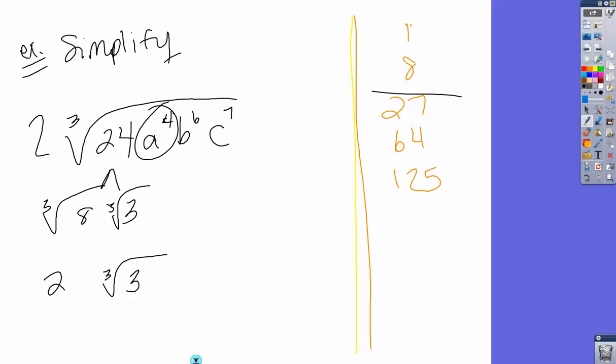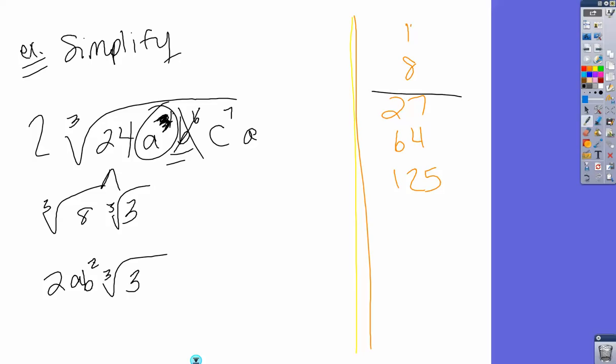So now look at my variables. Because it's a cube root, I want my exponent to be divisible by 3. So right now, is 4, which is the exponent of a, divisible by 3? No. Well, what if I took 1 away and changed that by 1? Sure enough, now it is. What's 3 divided by 3? 1. So I have 1a on the outside. Look at my b's. If I take b and I divide that by 3 because it's a cube root, what's 6 divided by 3? 2.